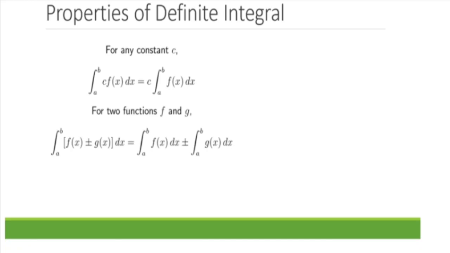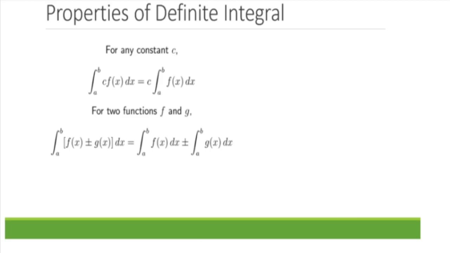The next two are technically adapted from when we discuss the concept of anti-differentiation na i-adapt lang natin sa context ng definite integral. So, ibig sabihin, whether for indefinite integral or definite integral, these two hold. Okay, so for any constant c, the definite integral from a to b ng c f of x dx is equal to c times the definite integral from a to b f of x dx.